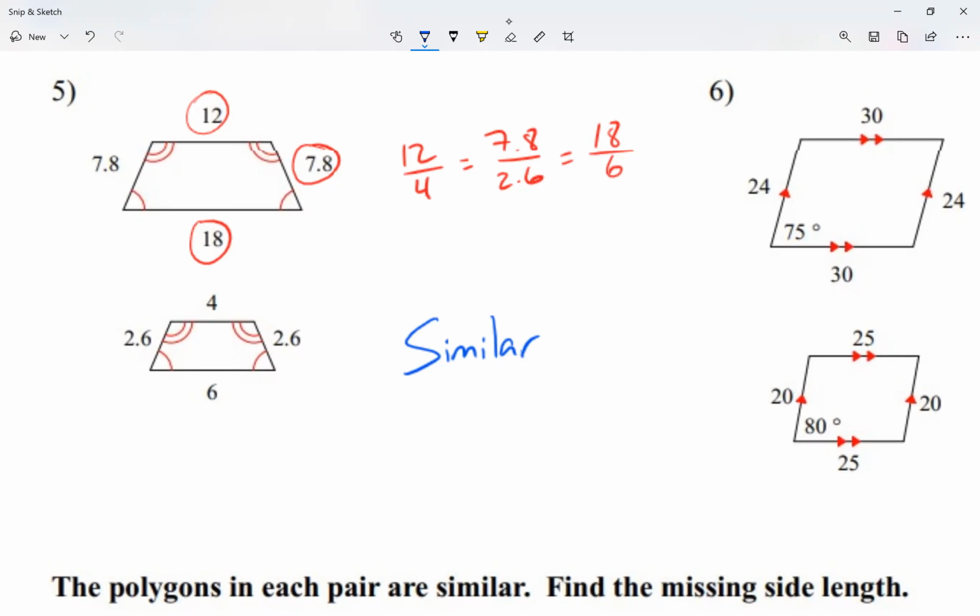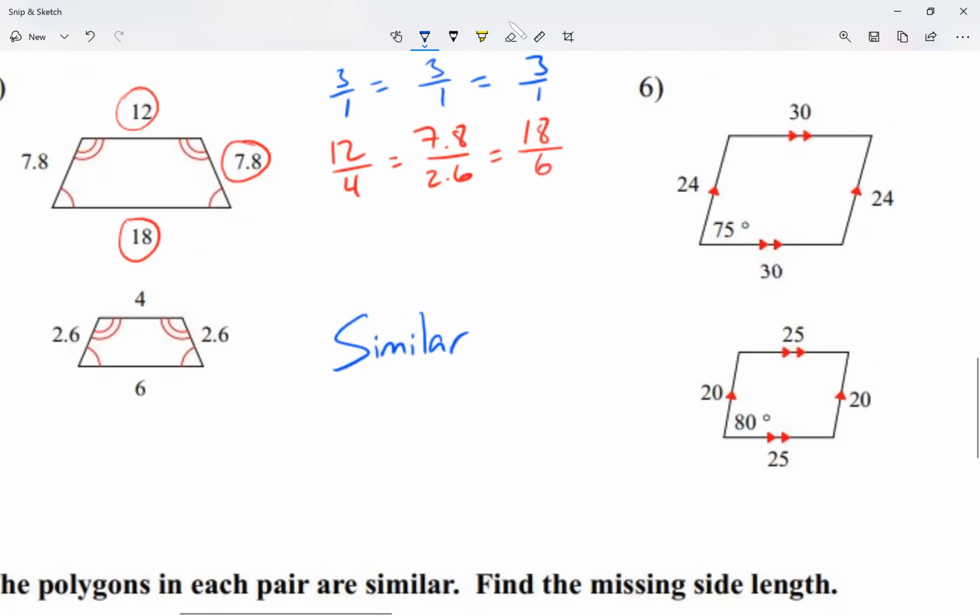If you would have simplified, 12 over 4 simplifies to 3 over 1. 18 over 6 simplifies to 3 over 1. 7.8 divided by 2.6 is also 3 over 1. Nice. That could have simplified as well.